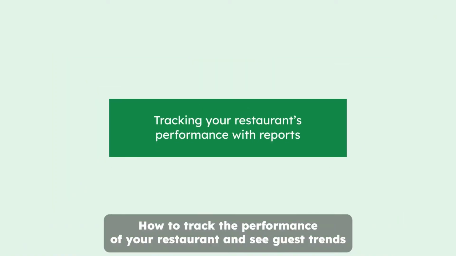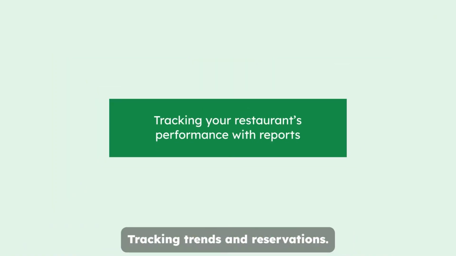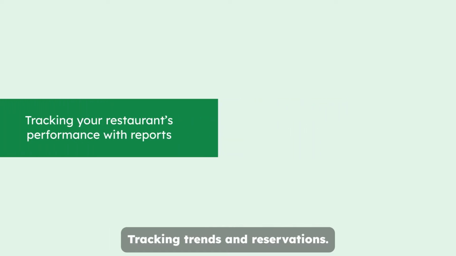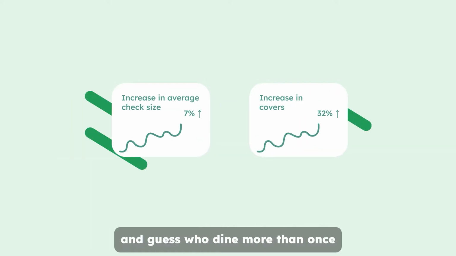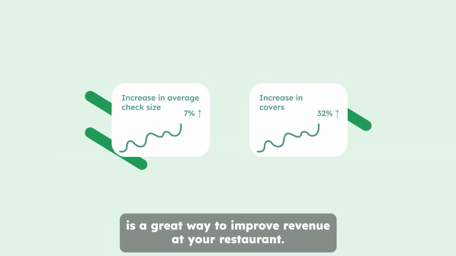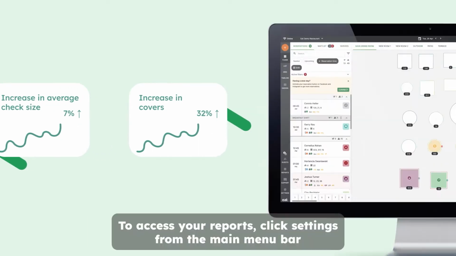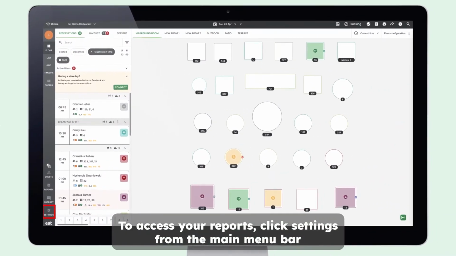How to track the performance of your restaurant and see guest trends. Tracking trends in reservations and guests who dine more than once is a great way to improve revenue at your restaurant. To access your reports, click Settings from the main menu bar.